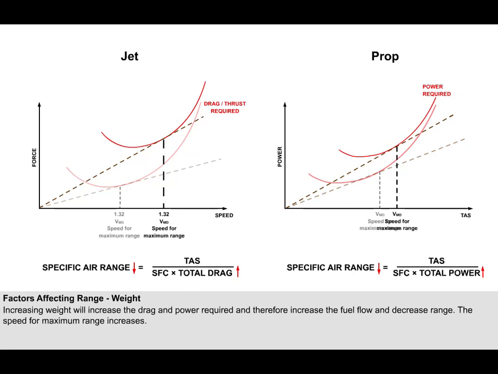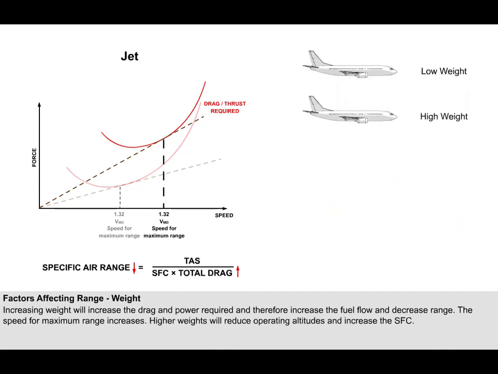Therefore, fuel flow increases and range decreases. However, notice too that the speed for best range, VMD, is higher. Remember also that at higher weights, the operating altitudes are reduced, which for a jet aeroplane means that the specific fuel consumption increases, because at lower altitudes, the jet engine is less efficient.